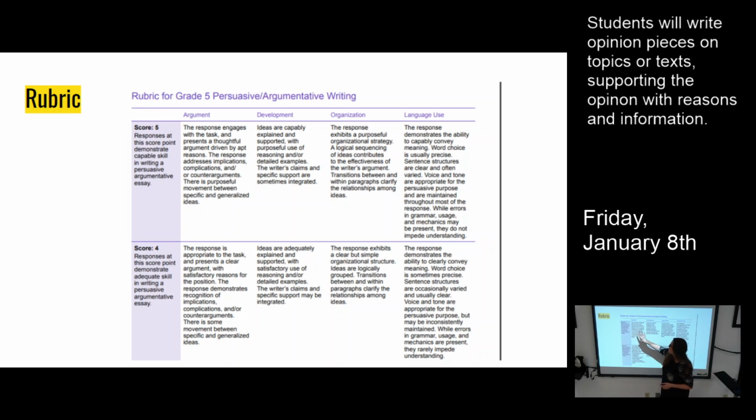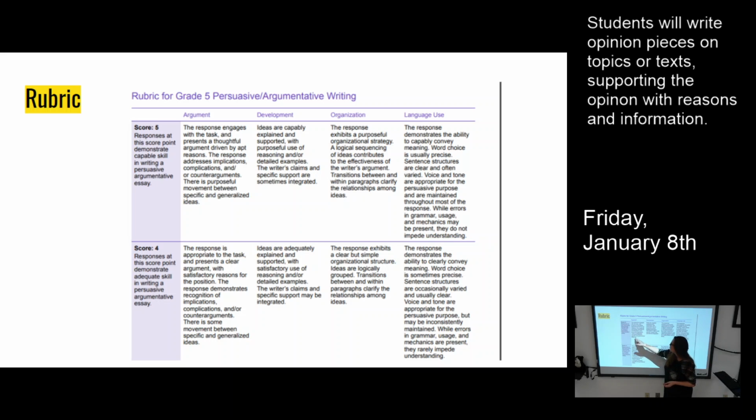So what we're looking for is right here. We want to get a 5. You have to have an argument, your opinion, but you're trying to get people to believe in your opinion. The response, that's your essay writing, engages with the task and presents a thoughtful argument driven by apt reasons. The response addresses implications, complications, and or counter-arguments.